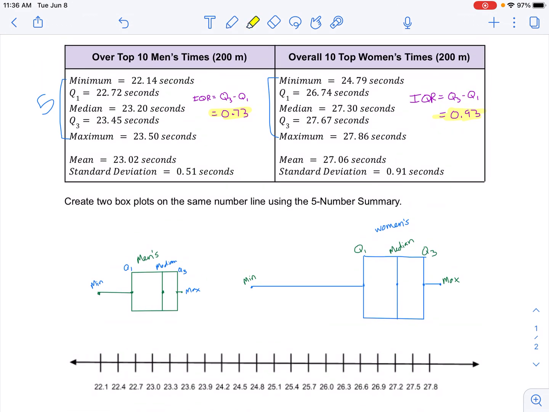So the first big thing I noticed, the men's team is significantly faster than the women's team. Look at the difference. The minimum to maximum over here versus the minimum to maximum over here, significantly different. And you may want to comment on that.